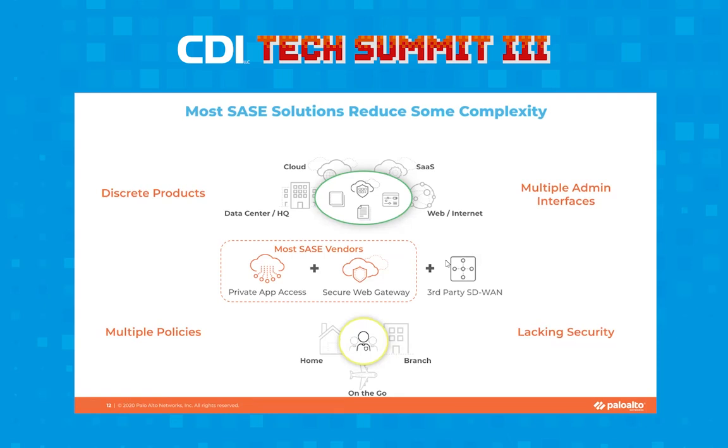You still have multiple policies, because a lot of those SASE vendors' private app access capabilities and secure web gateways use different policies with no rationalization between them. So you really are simplifying some, but maybe not completely, right? But the biggest problem that is out there with a lot of them is the security element. And this is where it's an architecture thing, not really a vendor versus vendor thing. And so I'll talk about that here a little bit.